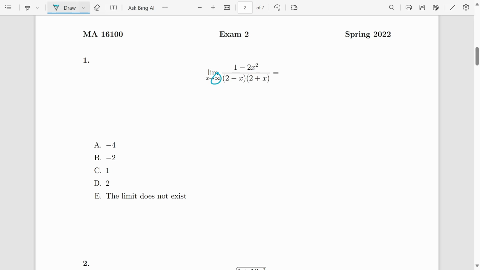1 minus 2x squared doesn't lend itself to any factorization that you learned in like algebra and stuff. So at least I can't see any that we can do right off the bat. So instead, what I think we can do is L'Hopital's rule.